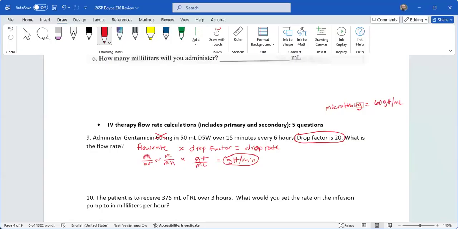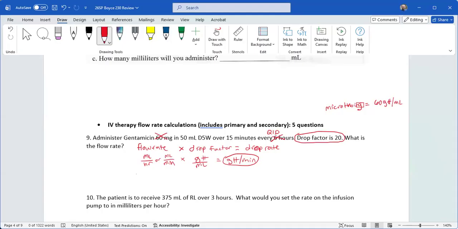The other thing that can trip you up is it says over 15 minutes every 6 hours. If I had written this out as QID, you probably wouldn't even bat an eye, right? It's just telling you to run this infusion every 6 hours. Okay. So you run it for 15 minutes, 6 hours later, another 15 minutes until you're done following that particular protocol. So we can ignore the 6 hours.